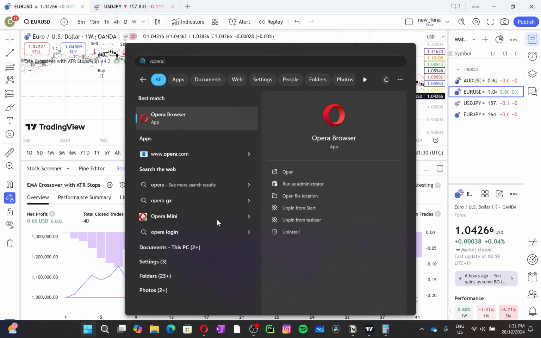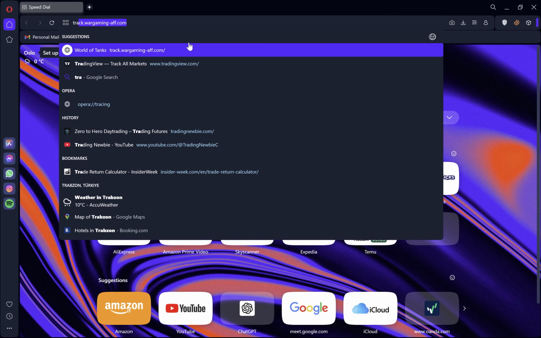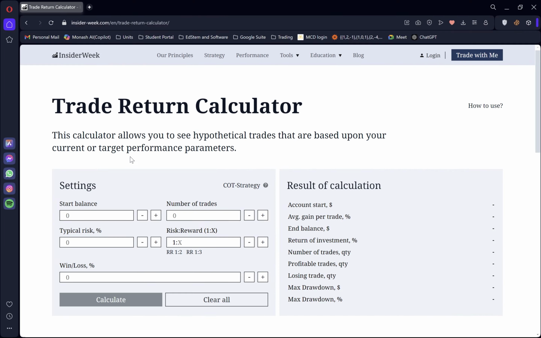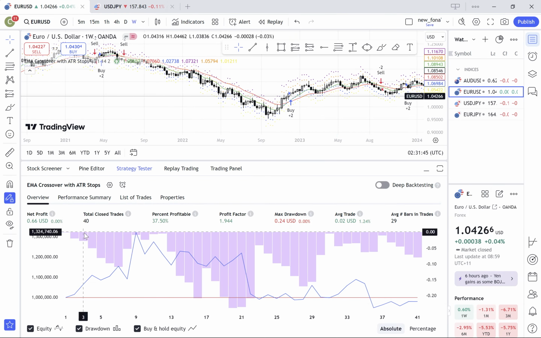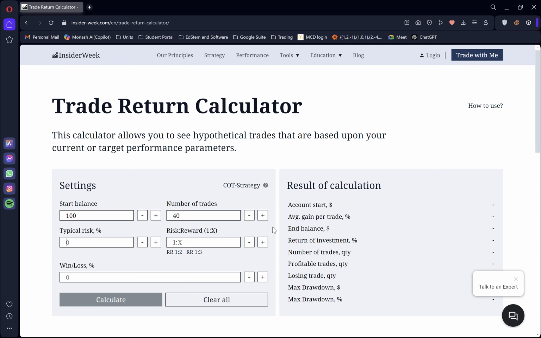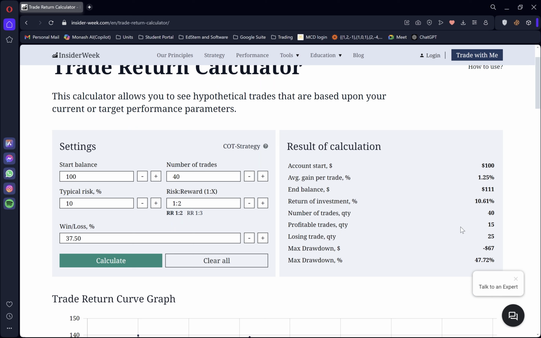So what I'm going to do is open our trade return calculator. So we're going to use this to see. We're going to have our start balance as 100, our number of trades as 40, our typical risk percentage, how much should we keep it? Let's say we keep it at 10%, and our risk reward ratio as 1:2 for every single trade, and our win to loss percentage is 37.5. And with that, we can see with 40 trades, we just go up to 111.